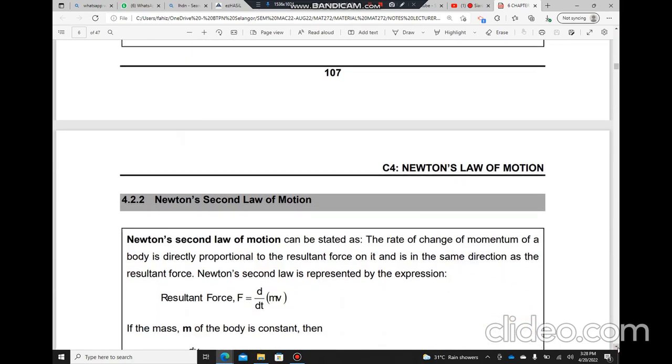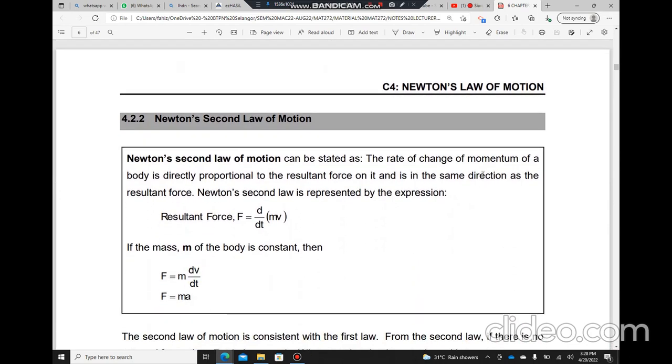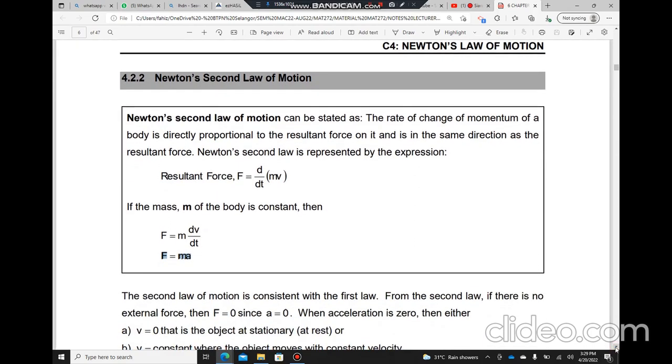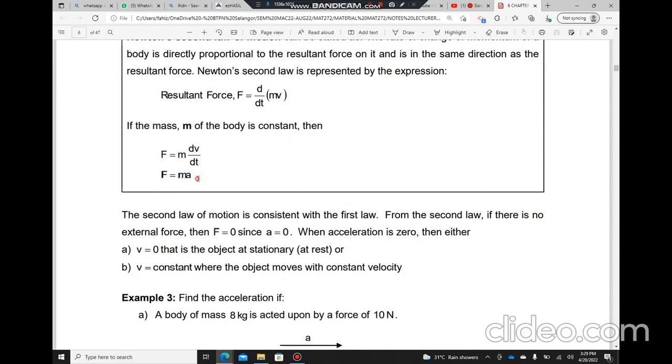Okay. Next is Newton's second law of motion. So for Newton's second law of motion, the rate of change of momentum of a body is directly proportional to the resultant force on it and is in the same direction as the resultant force. Newton's second law is represented by the expression F equals d/dt of mv, or F equals to ma. So yang ni formula untuk Newton's second law of motion. Maksudnya dia berkait dengan acceleration.